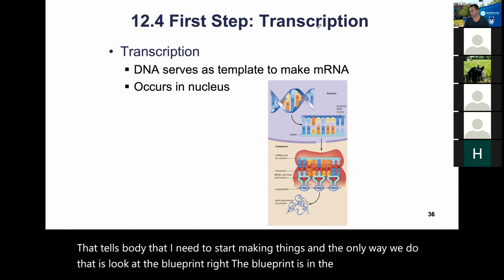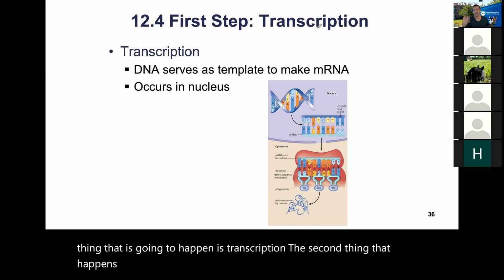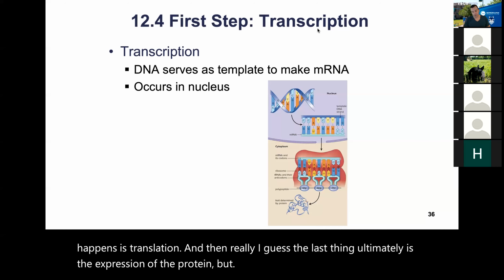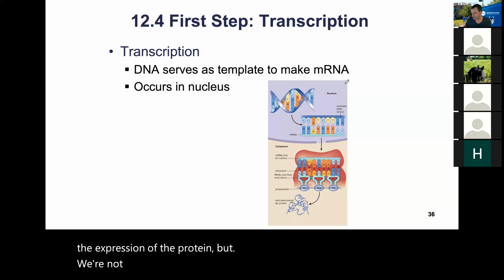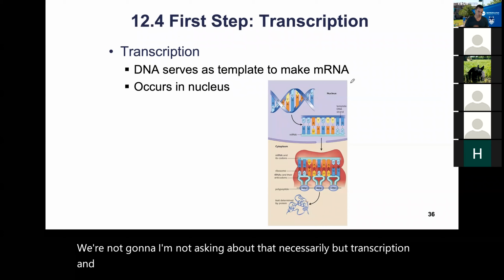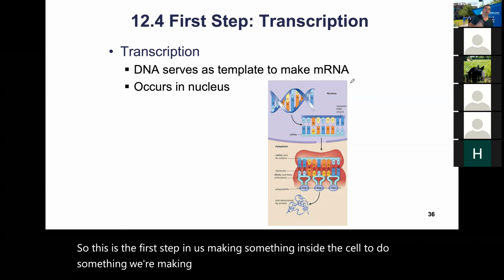So the first thing that is going to happen is transcription. The second thing that happens is translation. And then really, I guess the last thing ultimately is the expression of the protein, but I'm not asking about that necessarily. But transcription and translation, you're damn right. So this is the first step in us making something inside the cell to do something. We're making proteins. Transcription. Where does it occur?